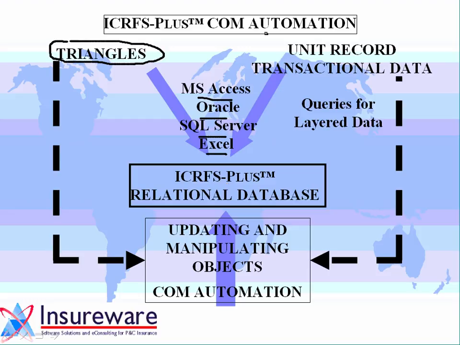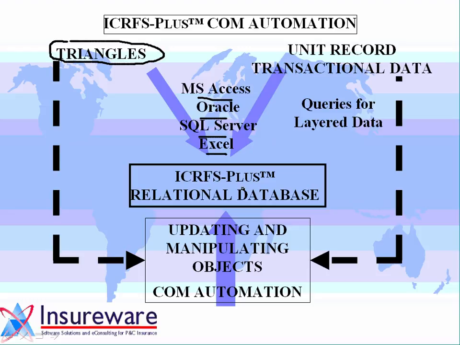What if instead your data is not triangular, it's really unit record transactional data? If it's unit record transactional data, it could be residing again in MS Access, Oracle, SQL Server, Excel, or some flat file. You can submit queries using COM automation to the unit record transactional data, and those queries will create triangles, loss development arrays, and again import them into an ICRFS-Plus relational database by client name, what other variables you have.